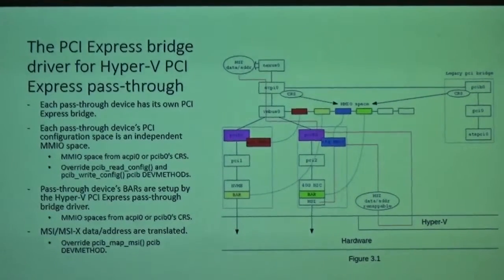Next is MSIX data and address translation. It will require us to explicitly translate. For example, normally the MSIX data and address is allocated by the Nexus device drivers and then passed all the way to the PCI bridge. In this example, the PCI B2 is going to allocate the MSIX data and address. The Nexus 0 allocates the data and address and passes it to ACPI 0 and to the VM bus 0 and then to the PCI B2.